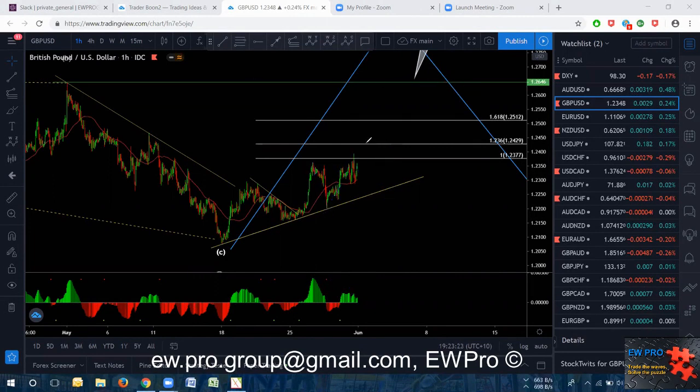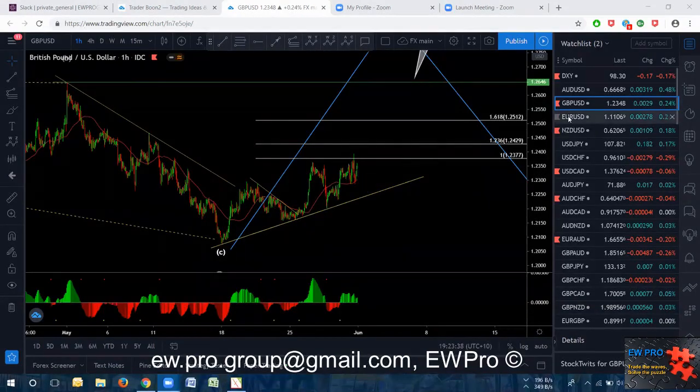It's really... I'll be more interested in the sell when we get this sell here, the break of the trend line and the sell. It's very difficult to trade.